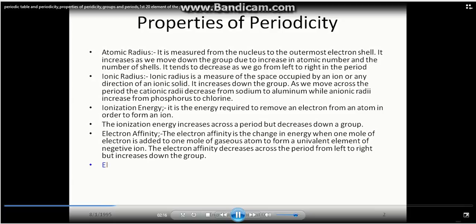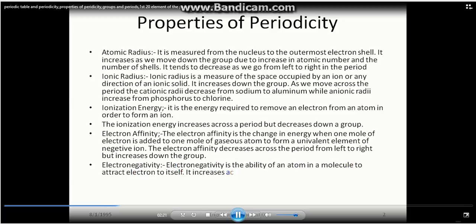Electronegativity. Electronegativity is the ability of an atom in a molecule to attract electrons to itself. It increases across the period and decreases down the group.